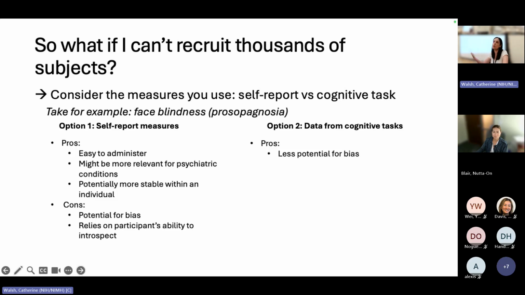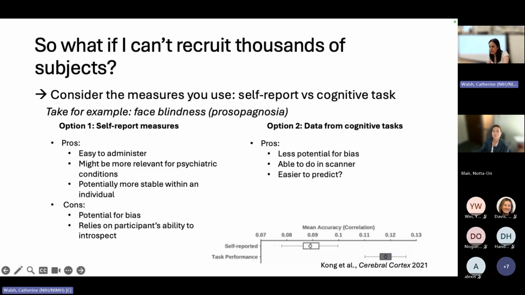If you think you're bad at something, you will do bad on it, whether or not you say you're good at it. These are also things that you can do in the scanner. So if you want to directly measure what your brain is doing when you're doing a face memory task, you can do that with something like the Cambridge face memory task. They also might be easier to predict.